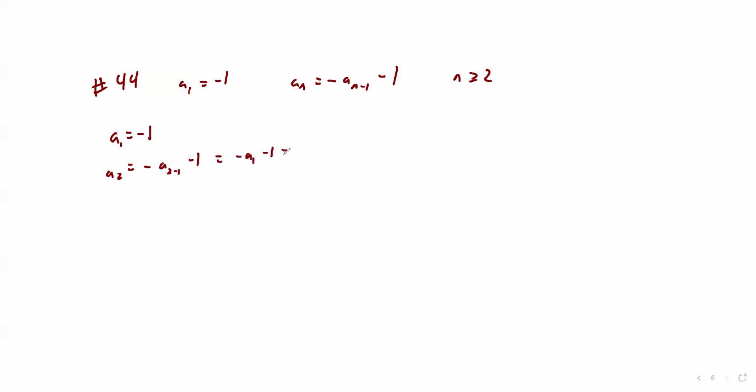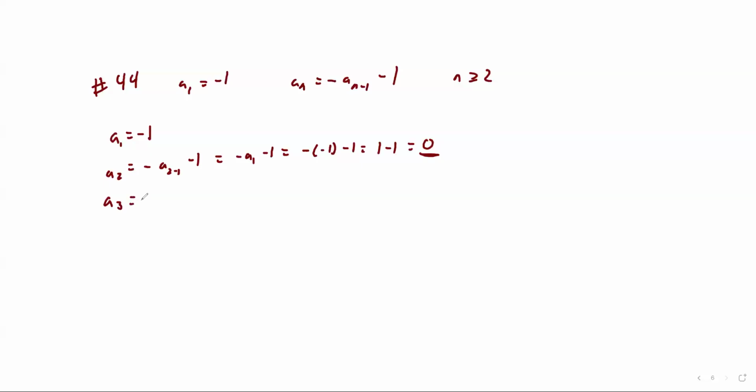All right, let's look at another one. Let's look at number 44. Number 44 says a sub 1 equals negative 1. And then a sub n is equal to negative a sub n minus 1 minus 1. Again, for all n greater than or equal to 2. So I've got a sub 1 equals negative 1. So then a sub 2 would be negative a sub 2 minus 1 minus 1. So that would be negative a sub 1 minus 1. So in this case, that would be negative negative 1 minus 1, which will then be 1 minus 1, which will give you 0. Of course, you could do some of that in your head. I'm totally good with that, just showing you the process there.